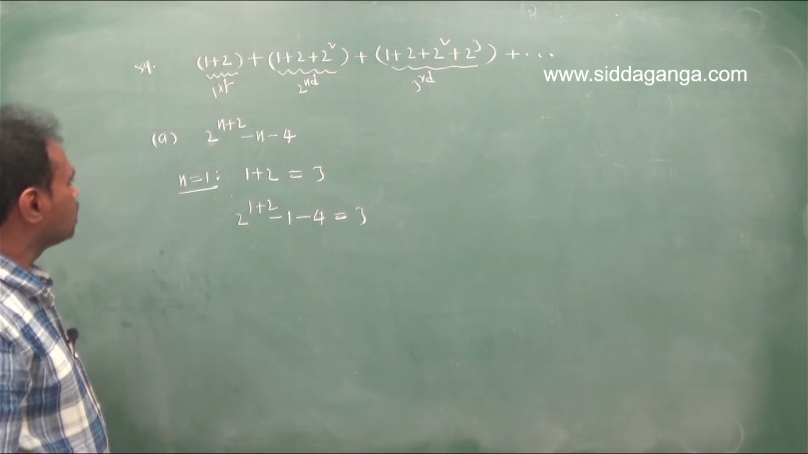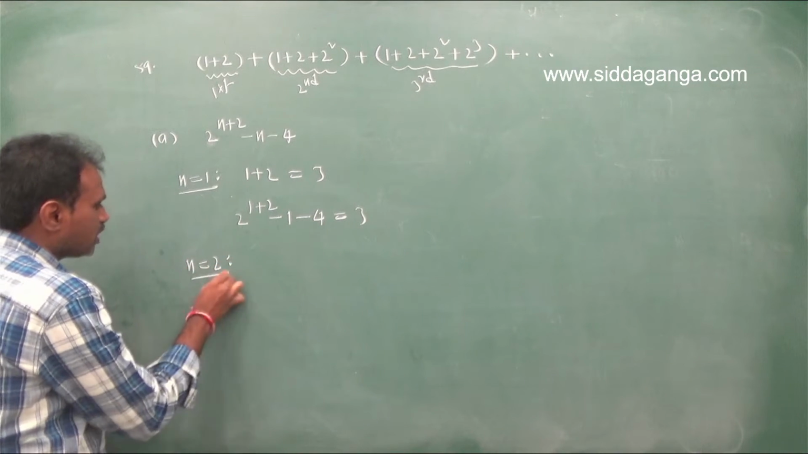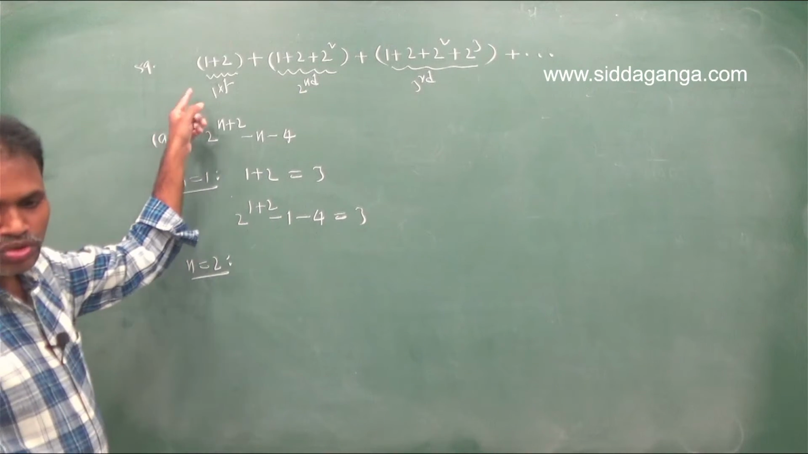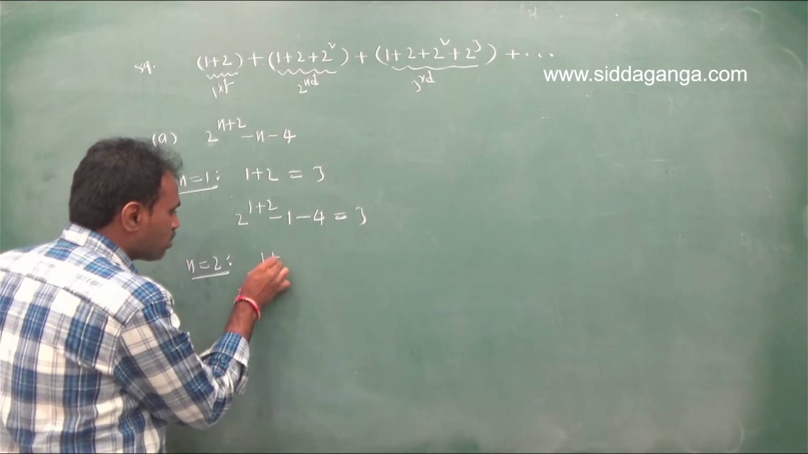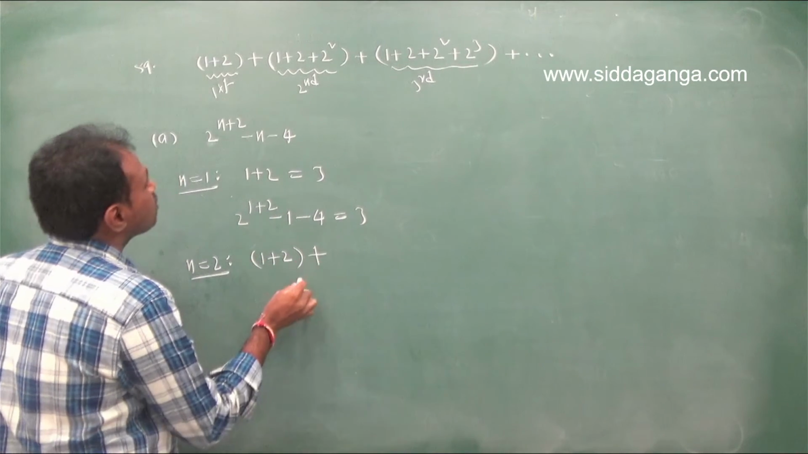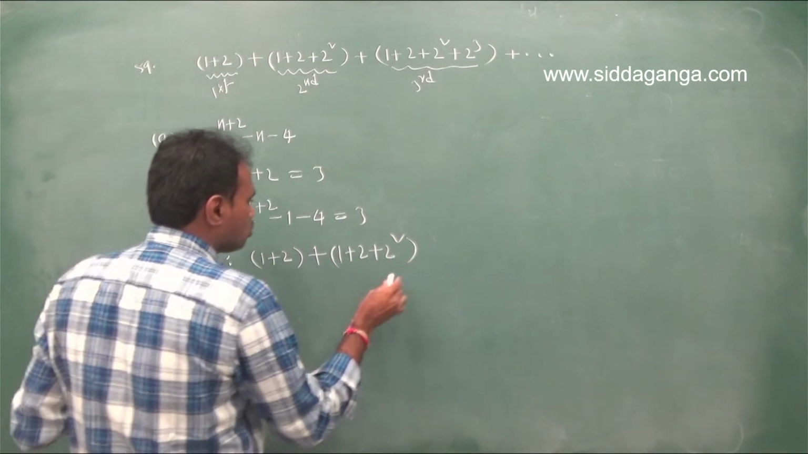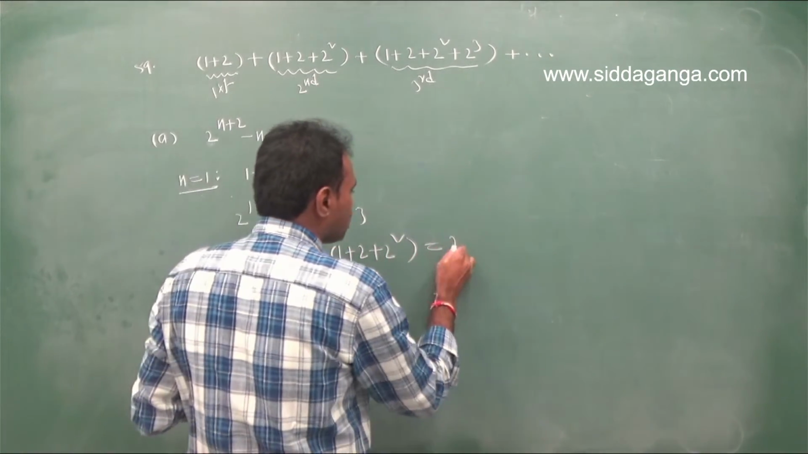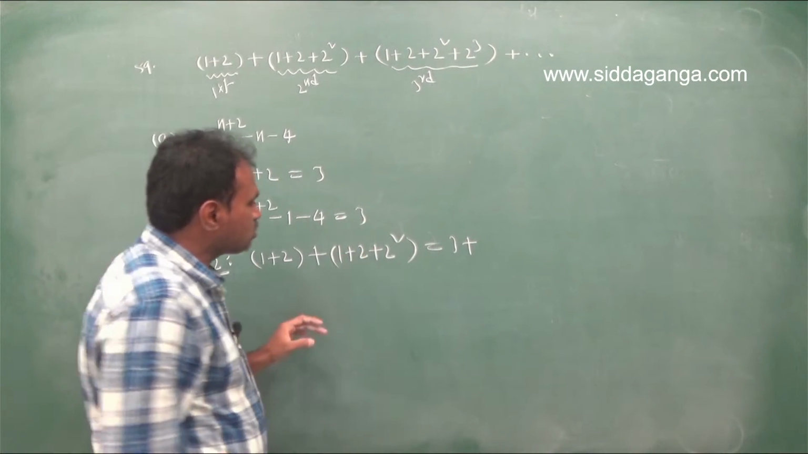Next for n equal to 2, the sum of 2 terms means 1 plus 2 plus the second term, 1 plus 2 plus 2 square. That is 1 plus 2 is 3, plus 4 plus 2 is 6, plus 1 is 7.